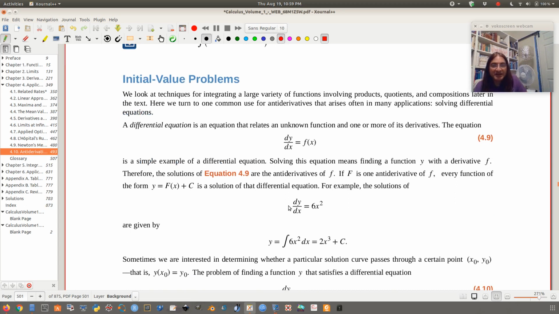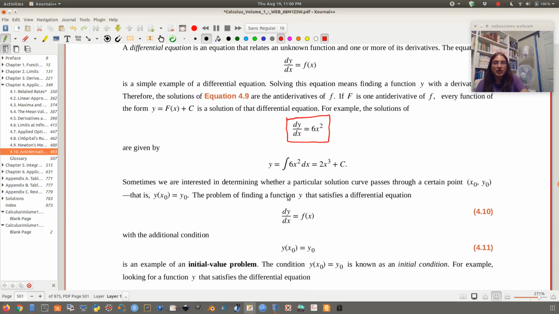So for example, let's say we know the derivative of a function is given. We find a formula for y by taking the antiderivative of this. So y equals the integral of this dx, where 6 comes out. So it will be the integral of x squared dx, which is x cubed over 3. So this becomes 2x cubed plus a constant. So we know that y is given by this.